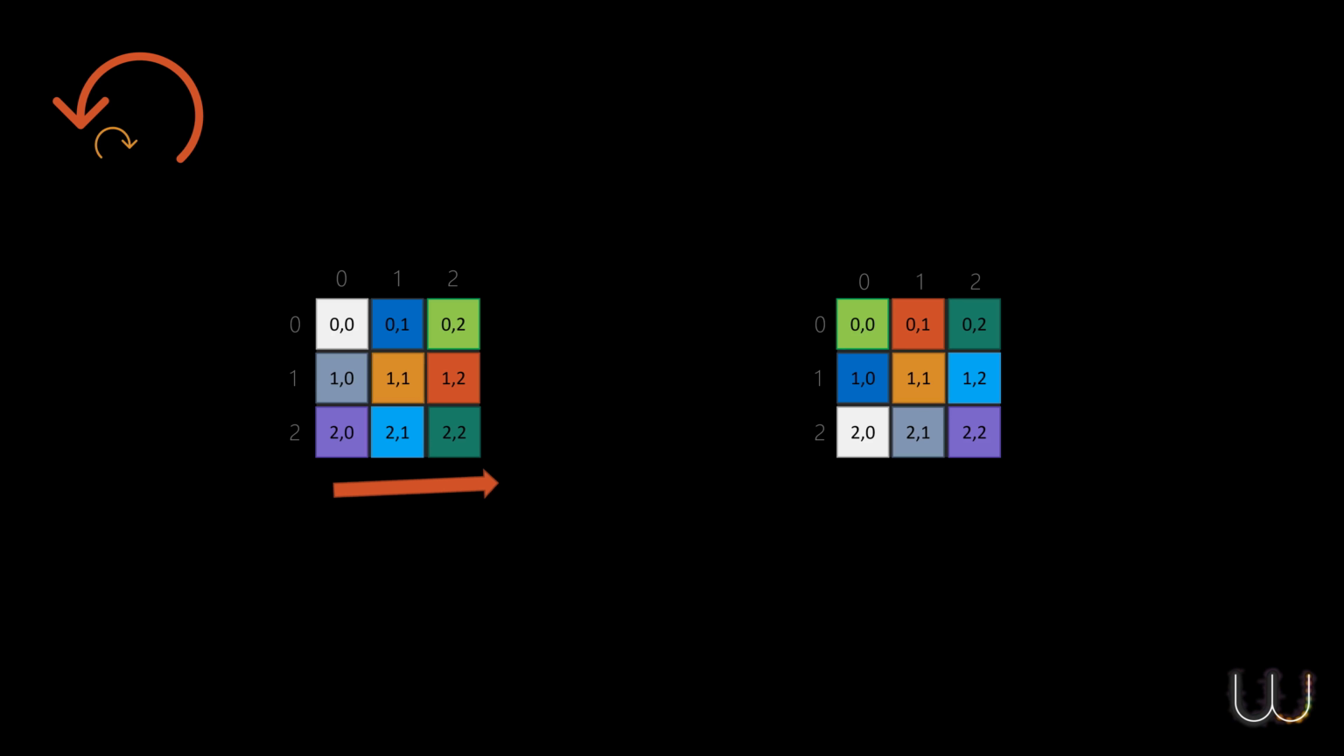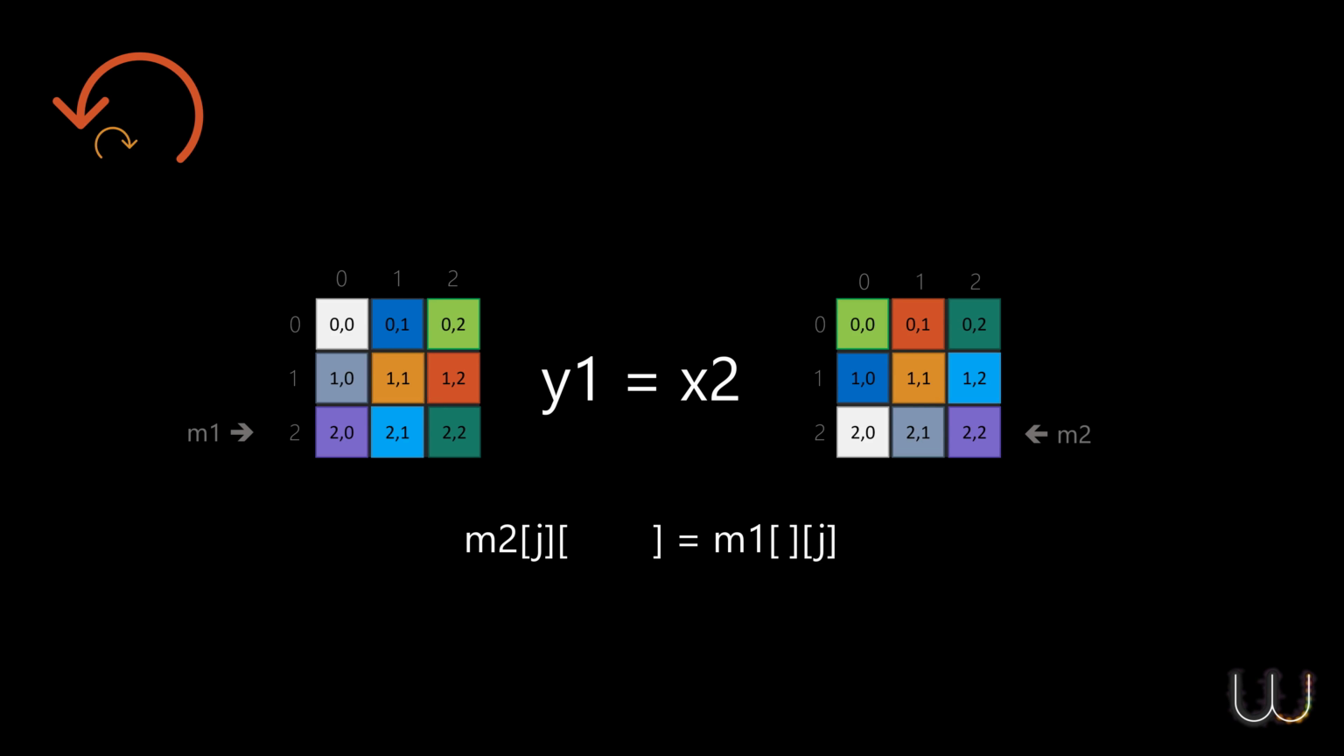Now, what does that mean? Well, it means that the height will actually become an x. So y will be x. So this is the relationship: y1 will be x2. You can see that in the formula below, I've used the notation J for both y1 and x2 so that this will be easier.